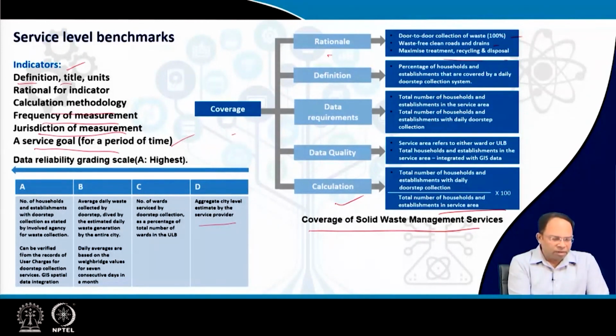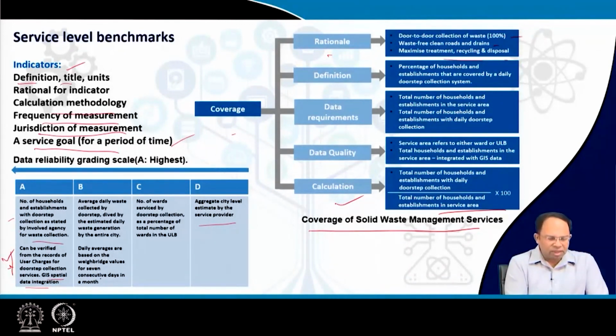Here we need to have data on the number of households and establishments with doorstep collection as stated by the involved agency for waste collection. Now this can be verified from the records of usage charges for doorstep collection services, or we can use GIS maps for data integration and so on. So you can see that we have detailed data on who pays and who doesn't pay, and that gives us an idea about exactly how many people we are providing doorstep collection for. So that means it's very reliable data.